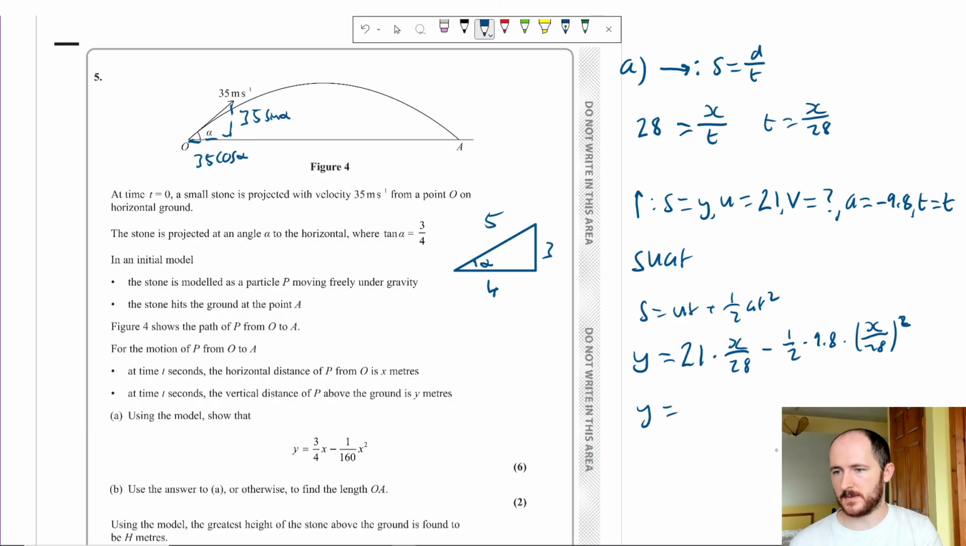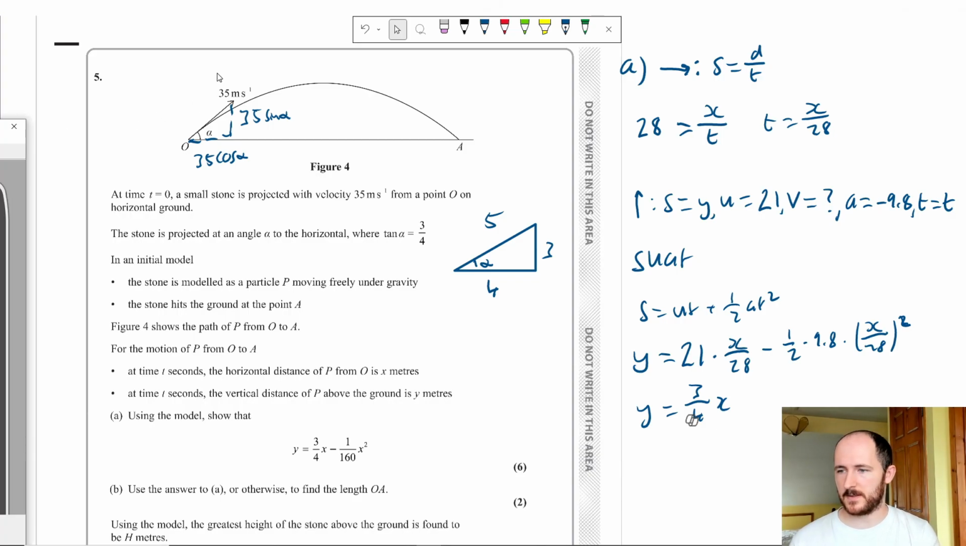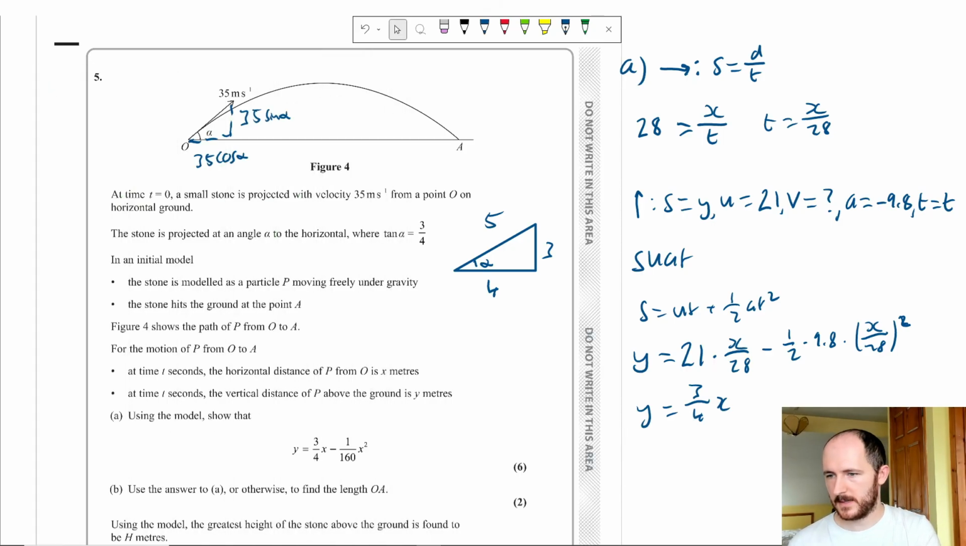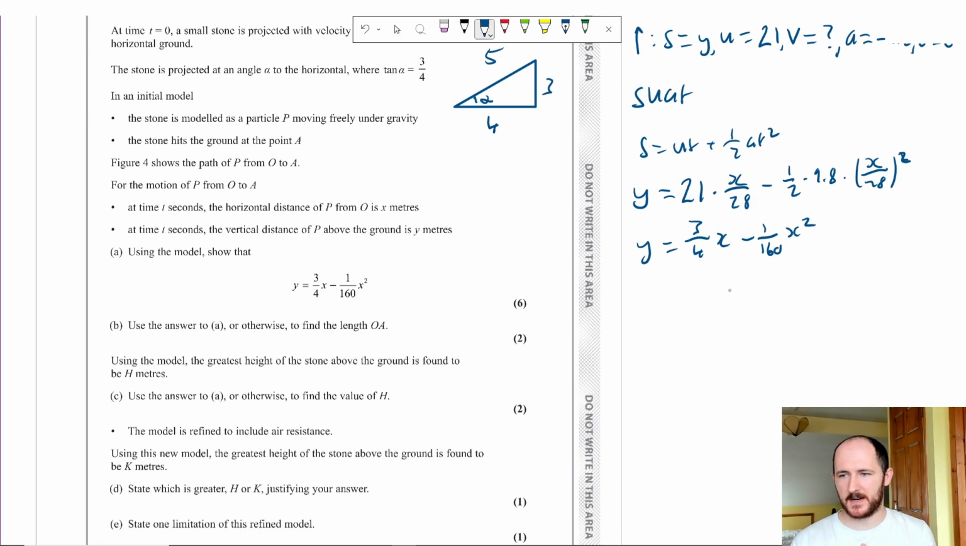So there we get y is equal to 3/4 x, as I mentioned before, minus, probably, 1 over 160 x squared, but you know what? Just in case we make a mistake, it's always worth checking. So we have 0.5 times 9.8 times 1 over 28 squared. One over 160. Perfect. And look at that, 6 marks for that. 6 marks! Not bad. I know it might be tricky, but in terms of length, it's not that bad, which is why I quite like mechanics.